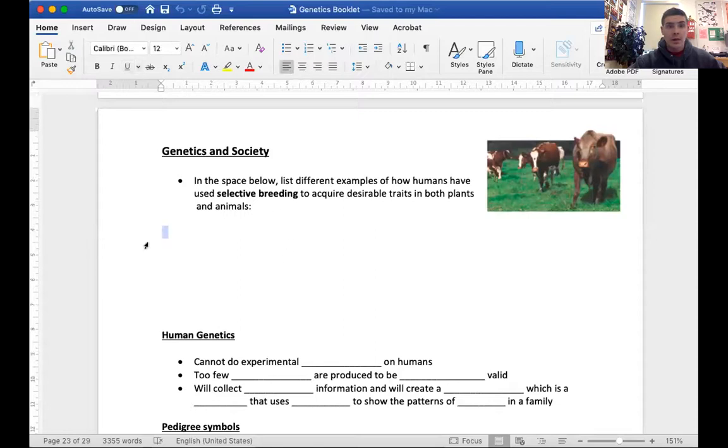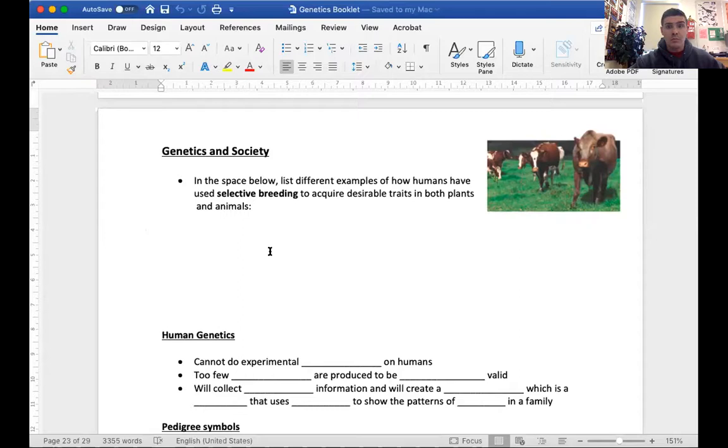All right, so hopefully we can see the document here. This is the booklet. We're on the section called Genetics and Society. In the space below, list different examples of how humans have used selective breeding to acquire desirable traits in both plants and animals. So you can list any examples you can think of where humans would be selecting desirable traits in either plants or animals.